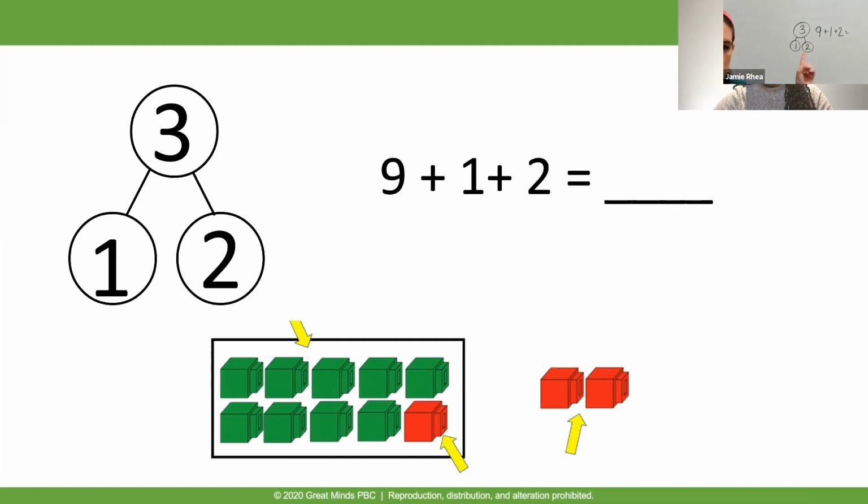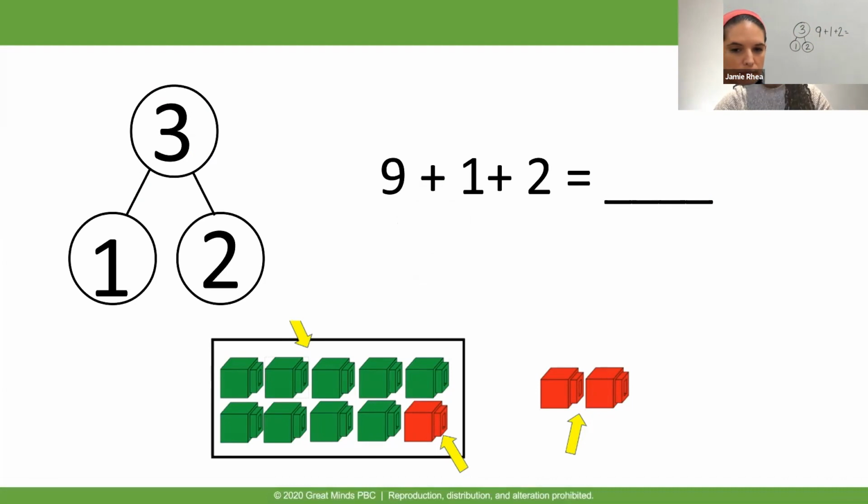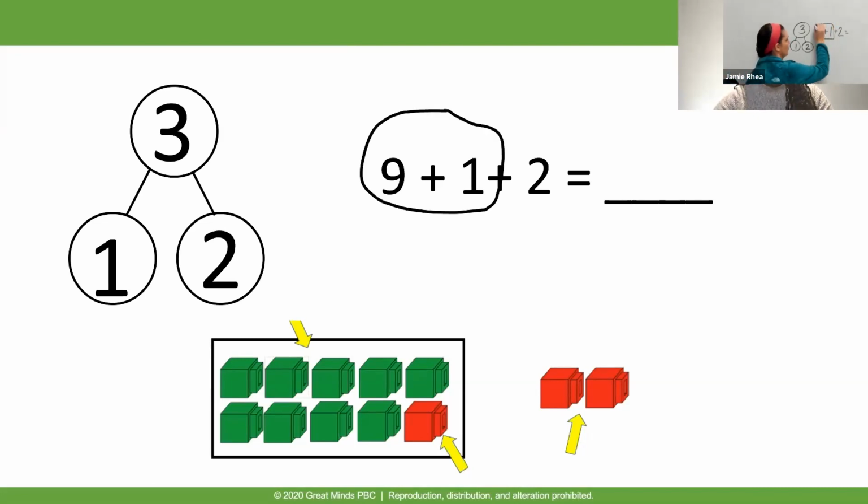Okay, yours should look very similar to this. I'm gonna go ahead and push play. If you need, you can pause. Just like we framed our 10 in our picture, let's frame our 10 in our numbers. 9 and 1 make? 10. Yes, 9 and 1 make 10.